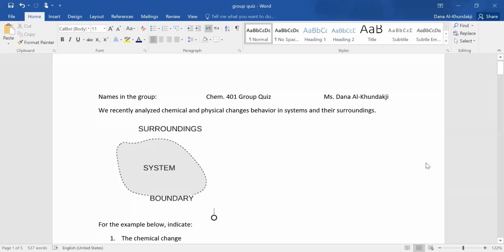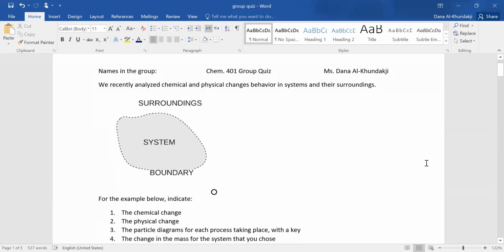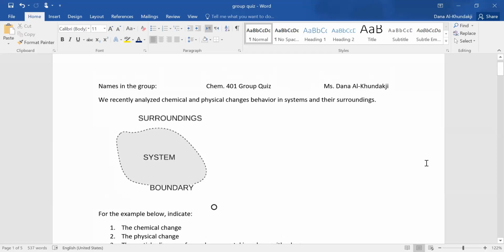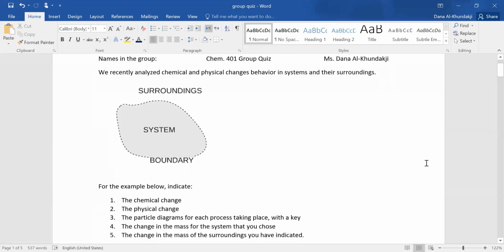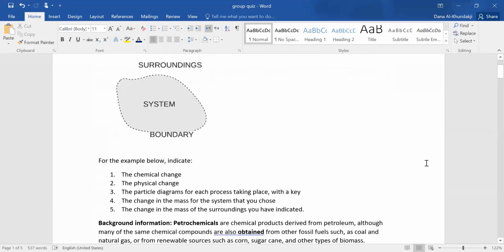Hi guys, so this quiz is a group quiz that you are going to take together, and the point of this exam is to test your abilities on mass and change for particle diagrams and the law of conservation of mass, as well as identifying a physical or chemical change in the system and its surroundings. We recently analyzed chemical and physical changes behavior in systems and their surroundings, as you see below.